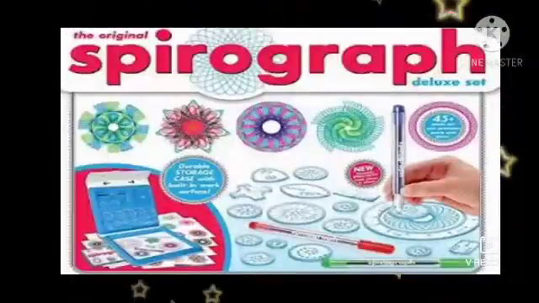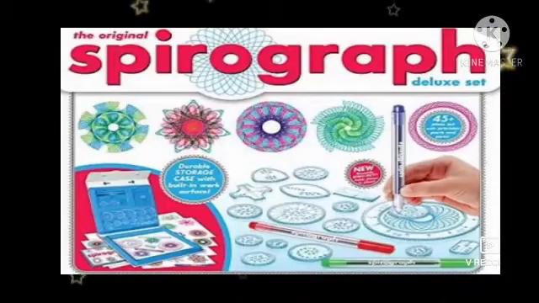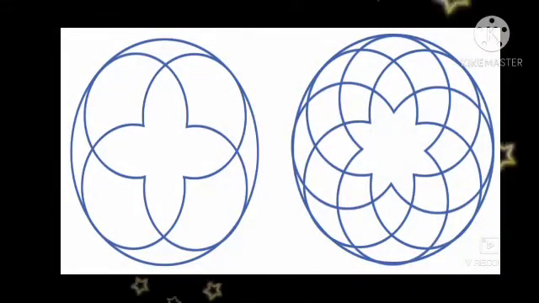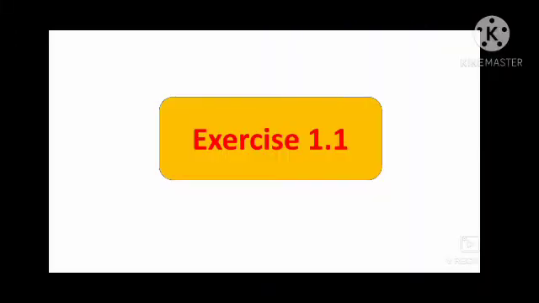Spirograph is a toy which is used to draw intricate curved patterns using interlocking plastic cogs and toothed rings of different sizes. Children, I hope you all understood about the shapes circle, spiral and oval. What are the iterative patterns? Rangoli, spirograph. Now let us do the exercise 1.1 problems.